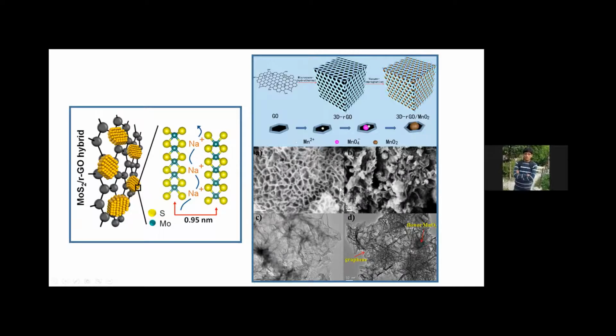Another example is the graphene and MnO2 composite. So it is three-dimensional. How does it make the three-dimensional structure? It is a two-step process. First, they use a graphene oxide suspension, and they do a little bit of microwave treatment, and after that they do the hydrothermal.